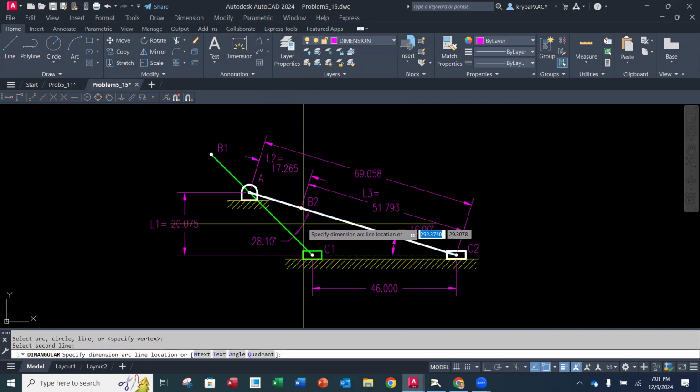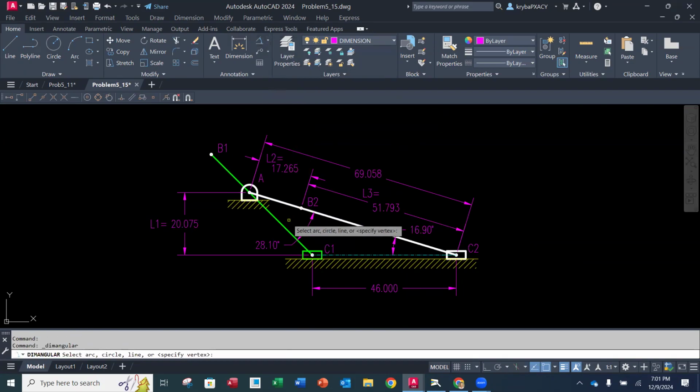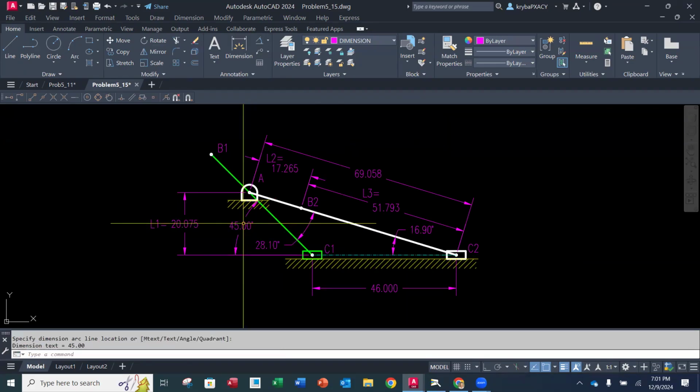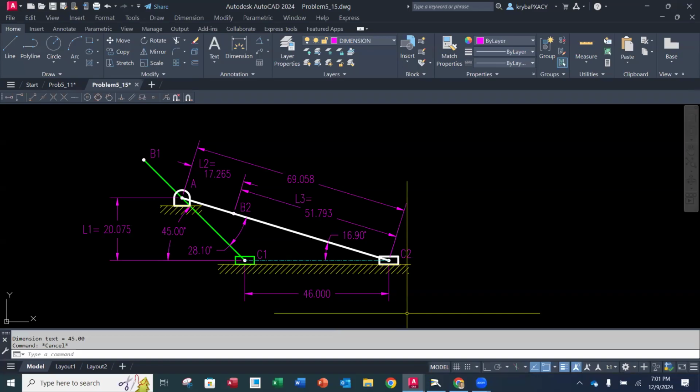Imbalance angle there. And then our 45-degree angle. There you go. And that should do it.